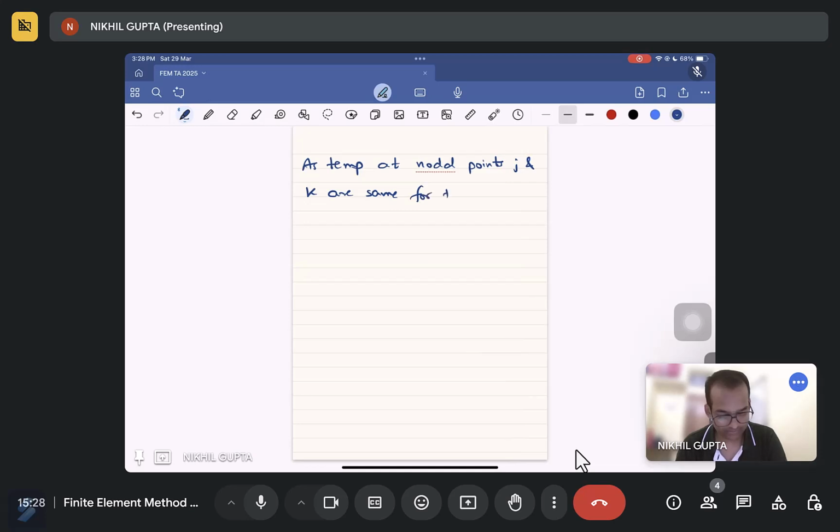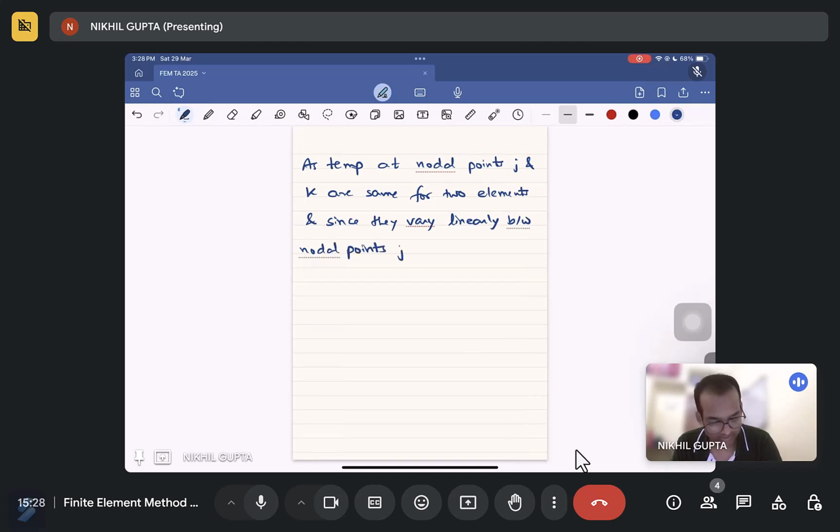For two elements, and since they vary linearly between nodal points J and K, it follows that temperature varies in a continuous manner.